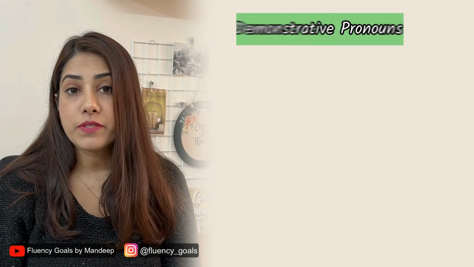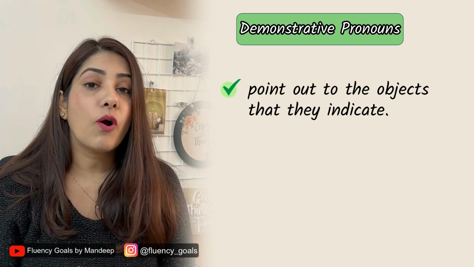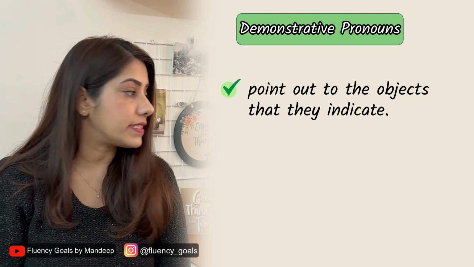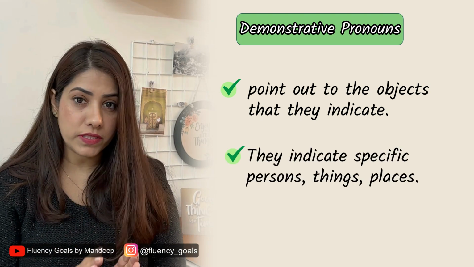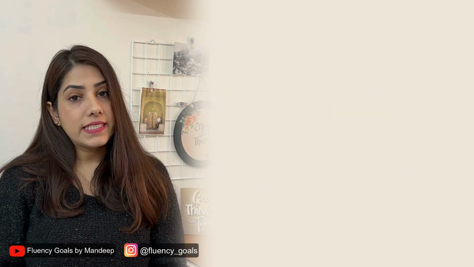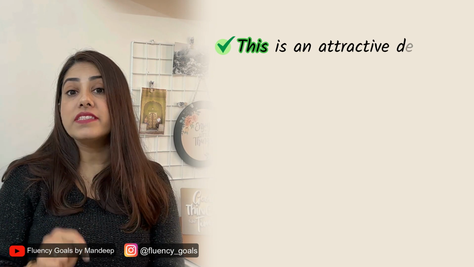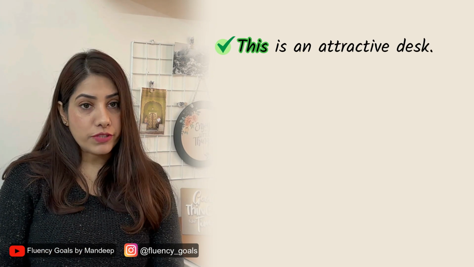Moving on to demonstrative pronouns. Demonstrative pronouns point out the objects that they indicate. They indicate specific persons, things, places. Take for example, this is an attractive desk. This is pointing out a desk. So it is a demonstrative pronoun.